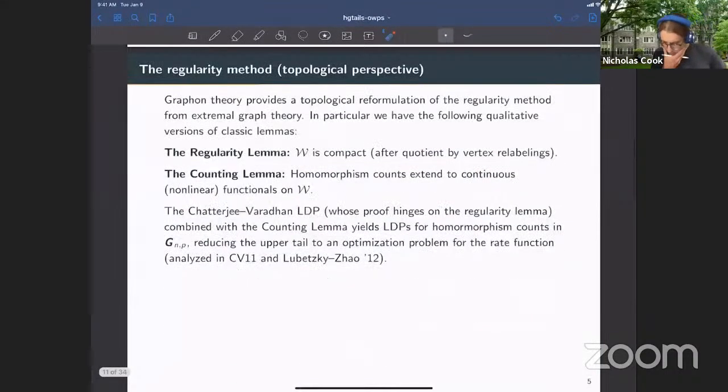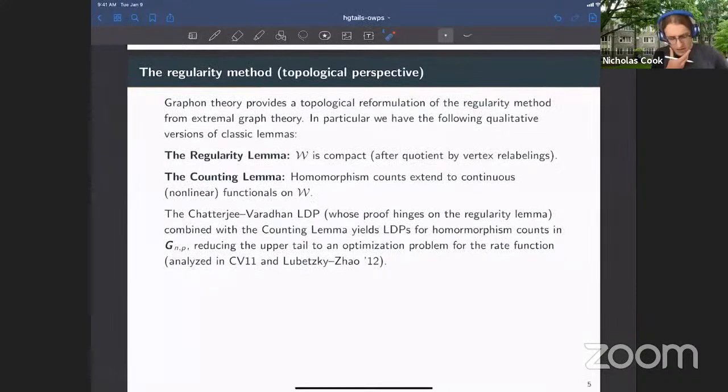So what's nice about graphons is they give a topological reformulation of these facts from the regularity method. So in extremal graph theory, there's what's known as Szemerédi's regularity lemma, and in the language of graphons, this says that this sort of infinite dimensional space is a compact space. And then the other useful fact for these upper tail problems is that these functionals that we're interested in, these homomorphism counts or subgraph counts, say, they extend as continuous functionals on graphons.